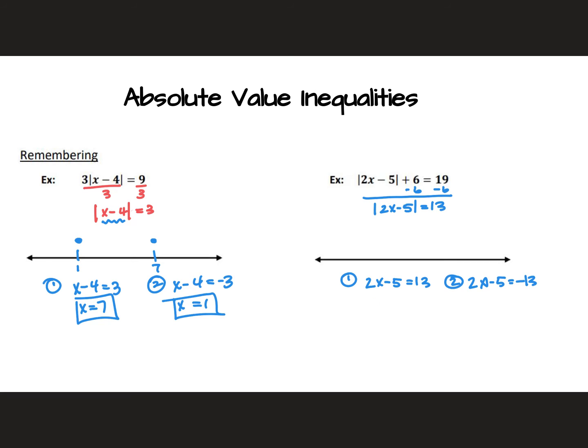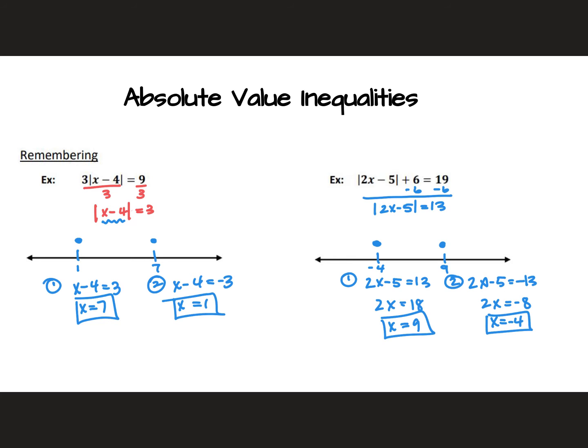So now when we solve, add 5, and I would get 2x equals 18, divide by 2 to get x is 9. Same thing over here, add 5, so 2x would equal negative 8, divide by 2, and x would be negative 4. So when I go to graph, I'm just going to say there's negative 4, somewhere down here is 9, and these would again just be 2 points.